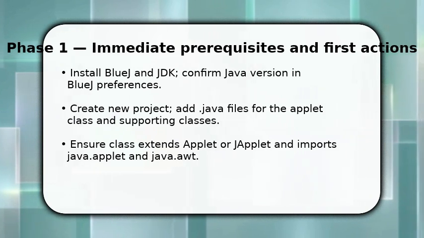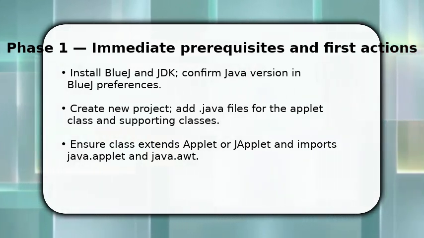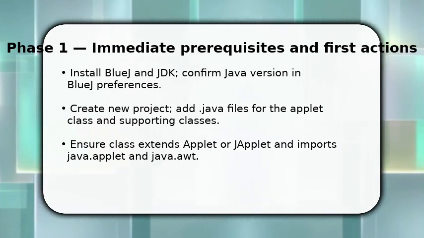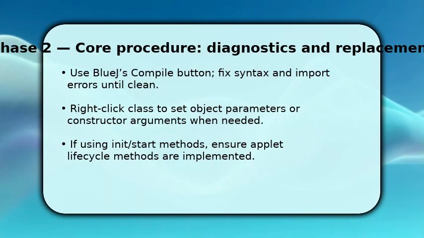Then select the applet class and compile. This generates class files Bluej uses to run. If compilation fails, address errors before moving on. You now focus on compilation and runtime parameters.